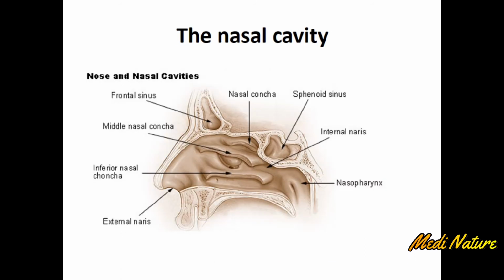So this is the internal nasal cavity. It is totally surrounded by the bones. So you can see there are some extensions from these bony walls. We call them concha. There are three sets of concha: superior concha, middle concha, and inferior concha. This is mainly involved in increasing the surface area of the nasal cavity.